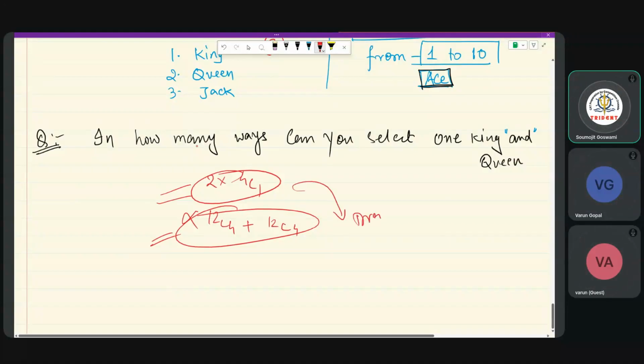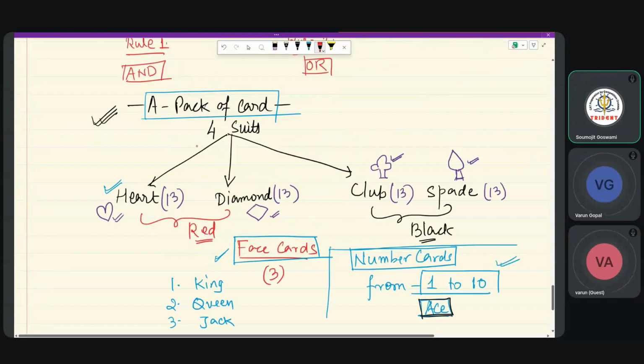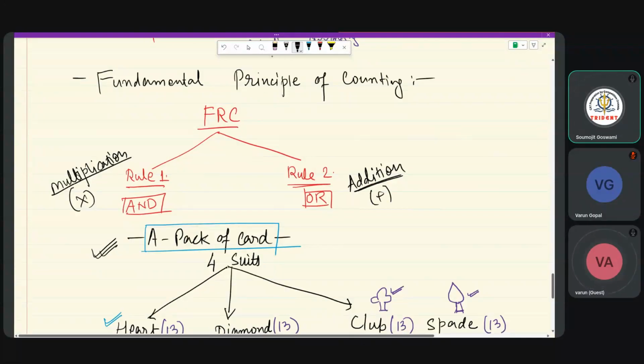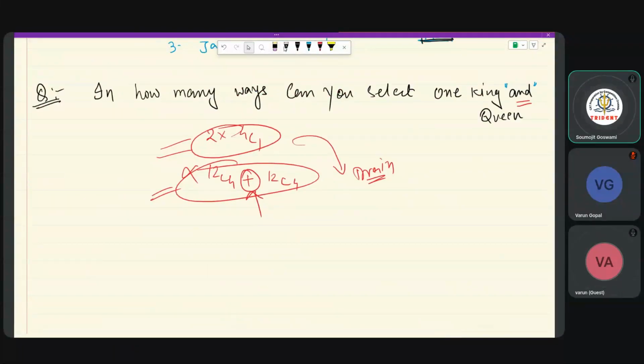It's a pretty simple question, by the way. Whenever you do 12C4 plus, first of all, this is a question of AND. I should have said this earlier, just as a pre-read: AND will always have a multiplicative sign, multiplication, and OR will typically have addition. I'm just giving you intuitive ideas. If you want more explanatory examples, you can find them in the PDFs that I have given you.